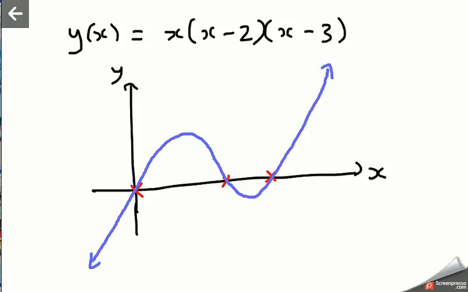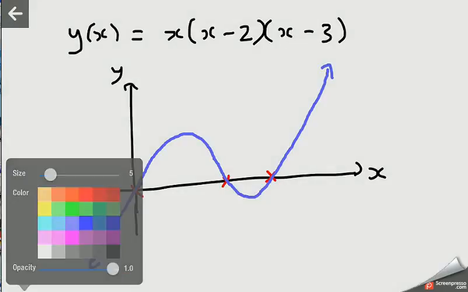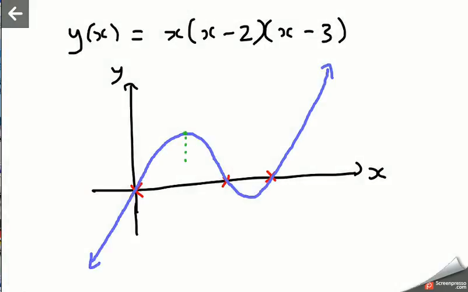So what we can see is that there's two places where the graph is going to have a derivative of 0. We'll call this point x1. We'll call this point x2. At the peak of this hill here, and then at the bottom of this valley, we can see the tangent line will be flat. The tangent line will have a slope of 0.